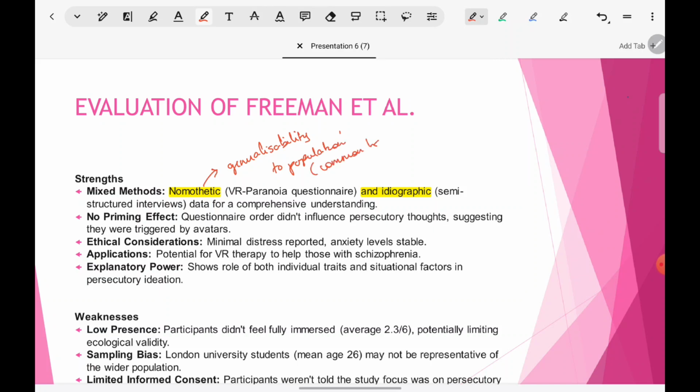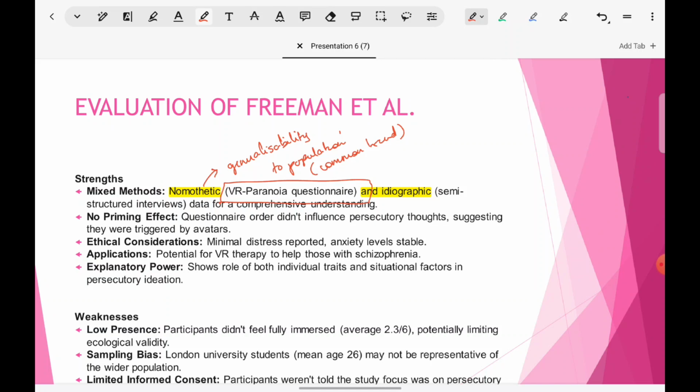So in this study, when they used the VR paranoia questionnaire, even the other questionnaires, but VR paranoia more so because it was the main measure, which was looking at what they thought in the VR environment, we see a nomothetic approach has been used because they tried to find out on an average how many participants are agreeing with, say, statement 1, how many are agreeing with statement 2. So they were trying to find out averages, common trends in the data.